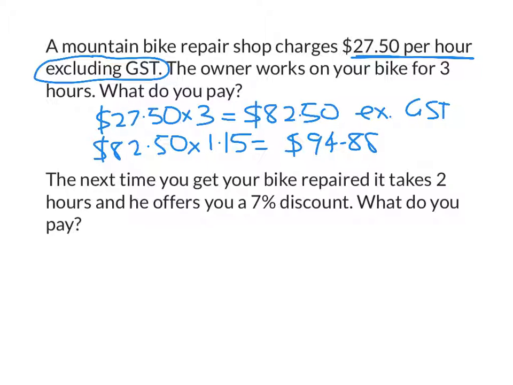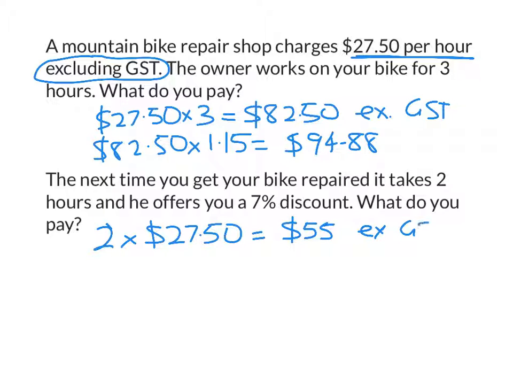The second time you get your bike repaired, it takes 2 hours and the owner offers you a 7% discount. So there are a few different ways to think about this. First of all, we can do 2 times $27.50, which is equal to $55. So that's still excluding GST. Now we're going to put the GST on. $55 times 1.15. Just doing that quickly on my calculator.